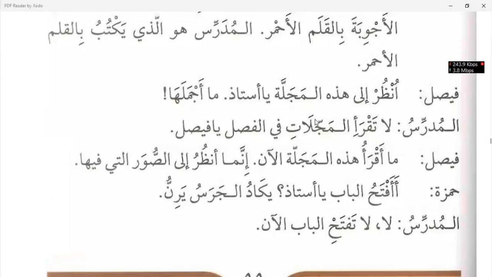Faisal: Unzur ila hazihi al-majalla ya ustaz. Ma ajmalaha. Look at this magazine, O teacher. How beautiful it is. Al-mudarris: La taqra'il-majallata fil-fasli ya Faisal. Don't read the magazine in the class, Faisal. Faisal: Ma aqra'u hazihi al-majallata al-ana ya ustaz. Innama anzuru ila suwari allati fiha. I am not reading this magazine at the moment. I am only looking at the pictures which are in it. Aftahul-baba ya ustaz? Can I open the door, O teacher? Yakadul-jarasu yarin. The bell is about to ring. Al-mudarris: La taftahil-baba al-ana. Don't open the door now.